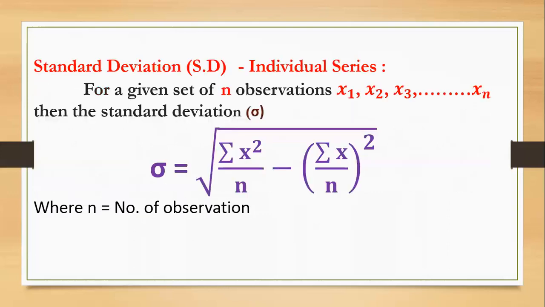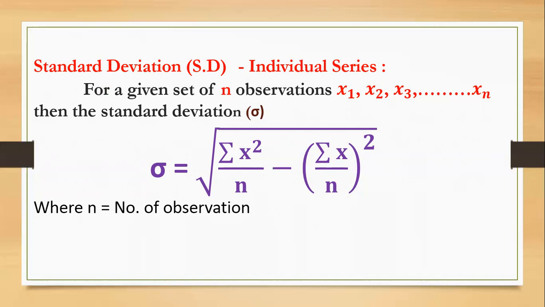In standard deviation, we have three methods: individual series, discrete series, and continuous series. Today's section is individual series. Also, we will learn what individual series is. For a given set of n observations, the values are x1, x2, ..., xn. Then the standard deviation sigma is represented as follows.